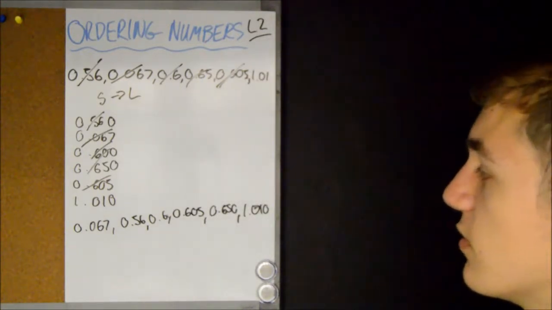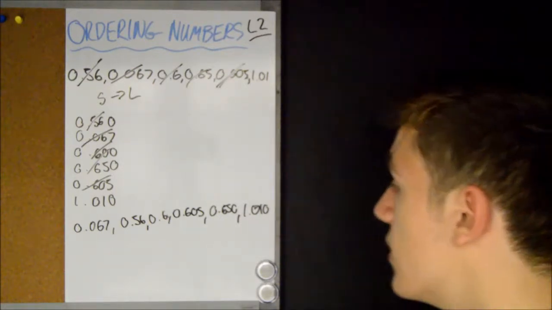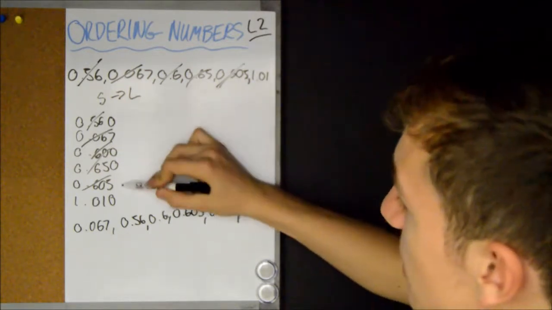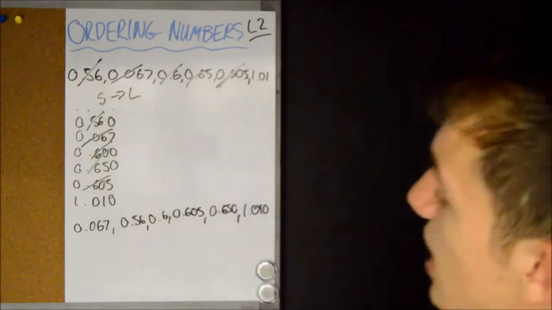And that's all it is to ordering numbers. It's a fairly simple topic. Just always add the zeros on, so it's the same amount of digits. So you have 1, 2, 3, 4 in all of them, and it will help you out a lot.